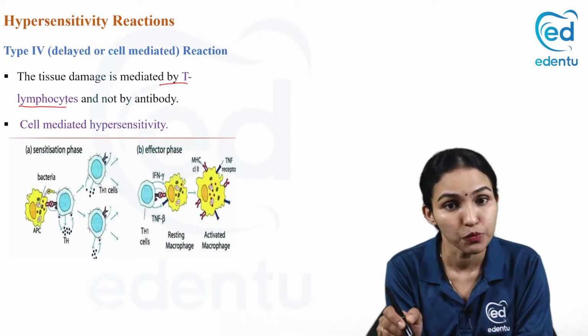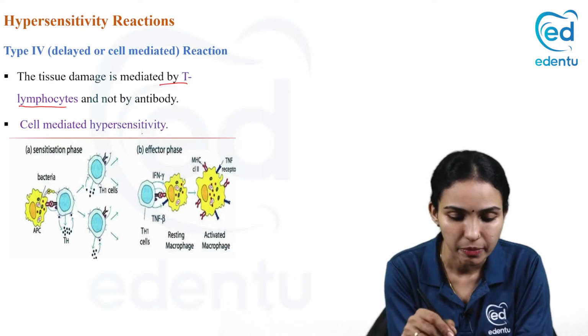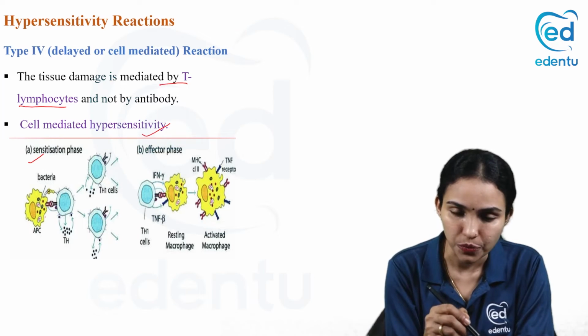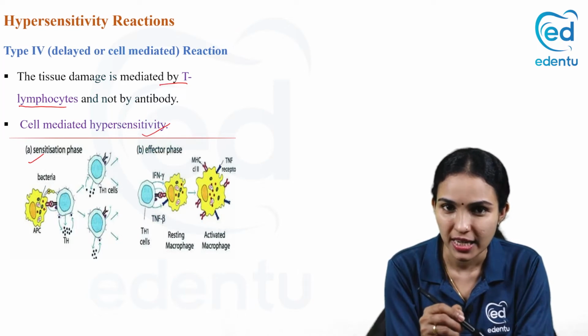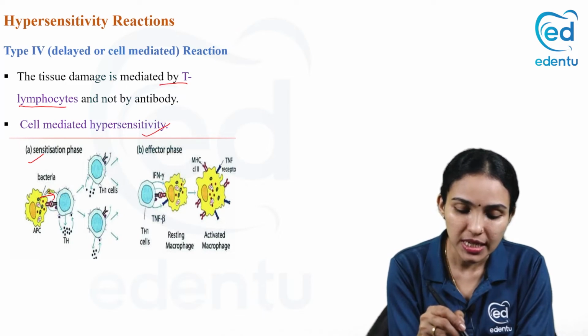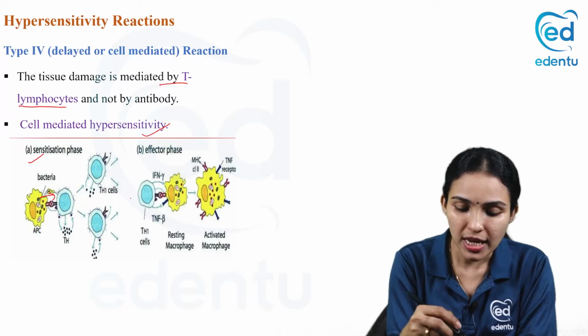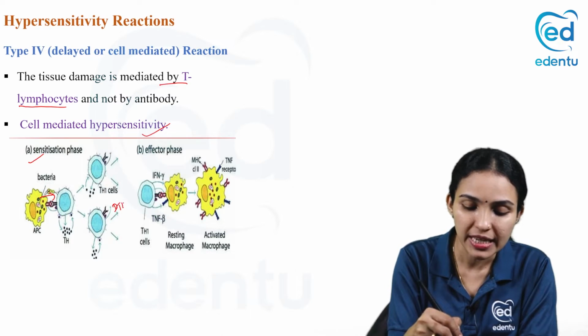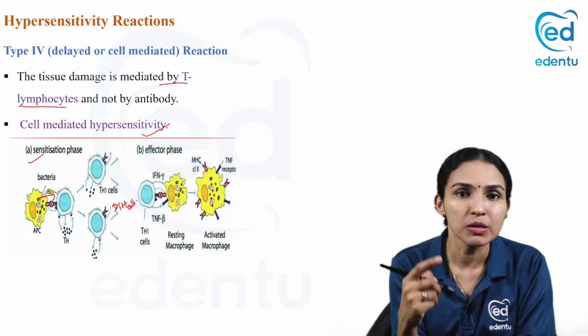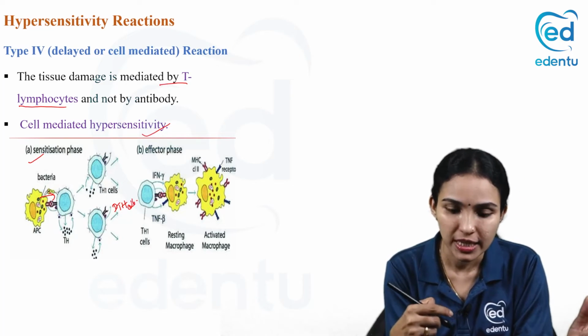So don't forget, type 4 is T lymphocyte mediated or cell-mediated hypersensitivity. Here you can see in the sensitization phase, a bacteria which is processed by an antigen presenting cell is shown to a T helper cell. The T helper cell gets activated into Th1, and some of the T helper cells will become delayed T helper cells, which will remember the same antigen when it comes for the second time.